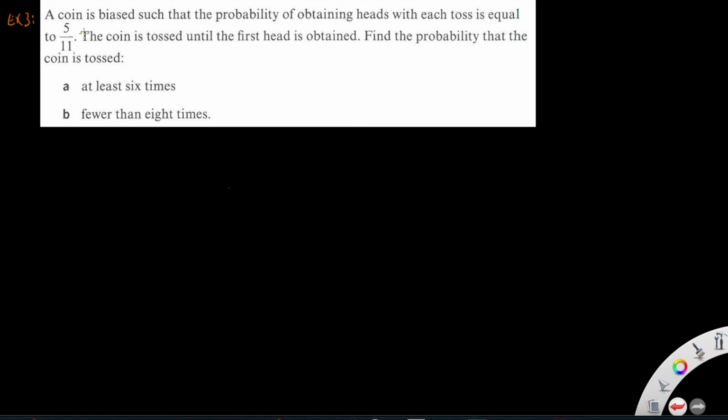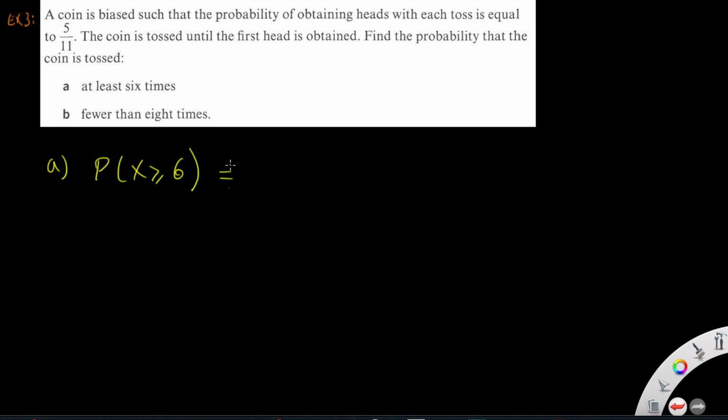Example 3. A coin is biased such that the probability of obtaining heads with each toss is equal to 5 over 11. The coin is tossed until the first head is obtained. Find the probability that the coin is tossed, part A, at least 6 times. So probability of x greater than or equal to 6.